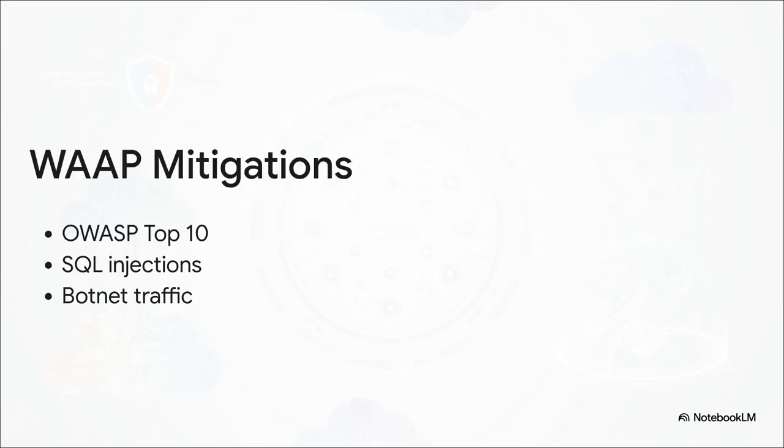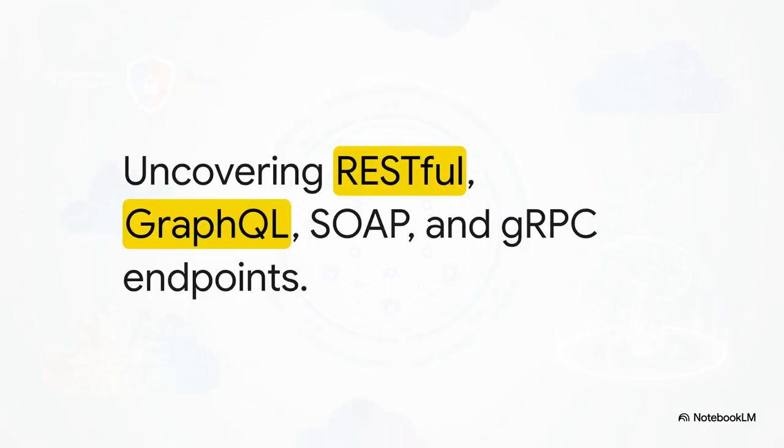Now, what's really interesting about this is that modern north-south defense isn't just about blocking the known bad traffic. Obviously, yes, it protects against the OWASP top 10, SQL injections, and malicious botnets. But a huge part of this defense layer is proactive discovery. It actively uncovers unknown endpoints, analyzes the behavior, and mitigates advanced application layer threats that older traditional static rule sets would just completely miss.